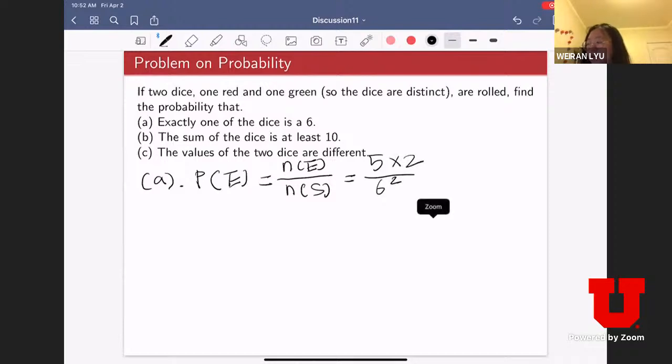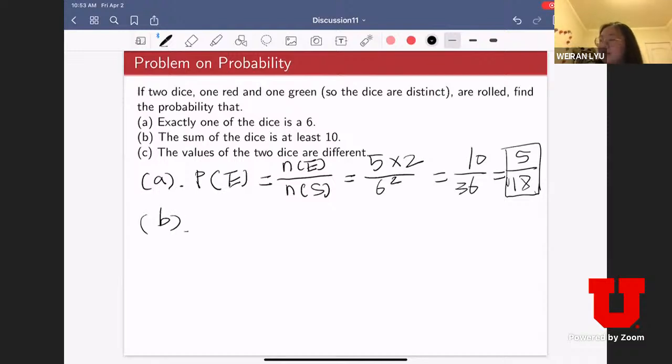Because for a single 5, you're counting only for the red or only for the green. So you want to count both of them, when exactly the red die is 6 and, or, exactly the green die is a 6. That's where you get 5 times 2, which is 10, so you have 10 over 36, and that simplified would get 5 over 18. And that is your answer for part A.